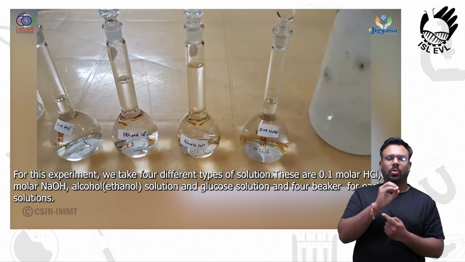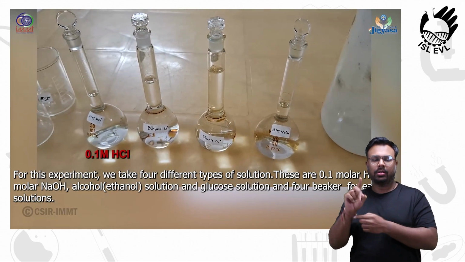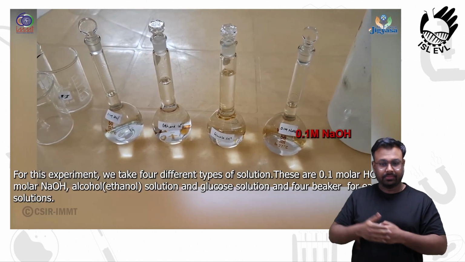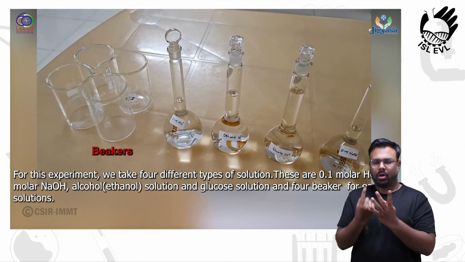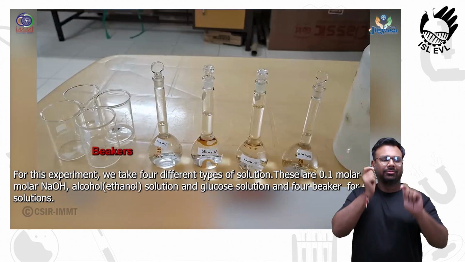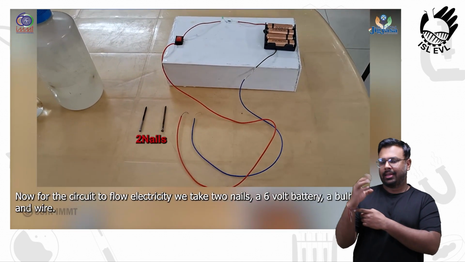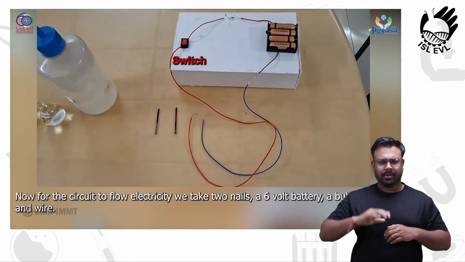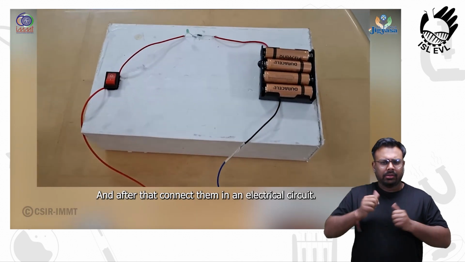For this experiment, we take 4 different types of solution. These are 0.1 molar HCl, 0.1 molar NaOH, alcohol solution and glucose solution, and 4 beakers for each solution. Now for the circuit to flow electricity, we take 2 nails, a 6-volt battery, a bulb, a switch and wire, and after that connect them in an electrical circuit.